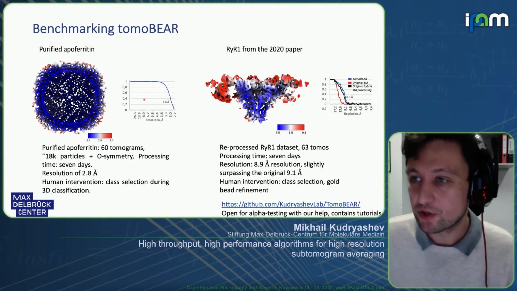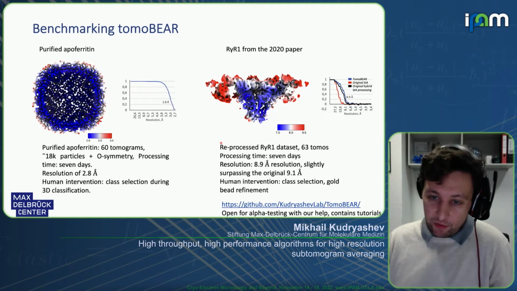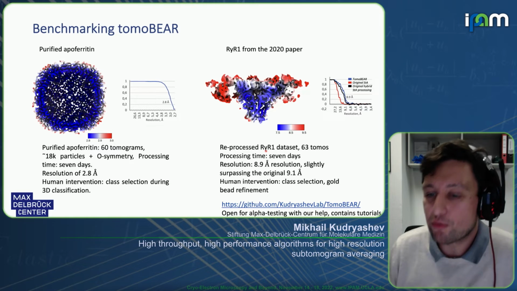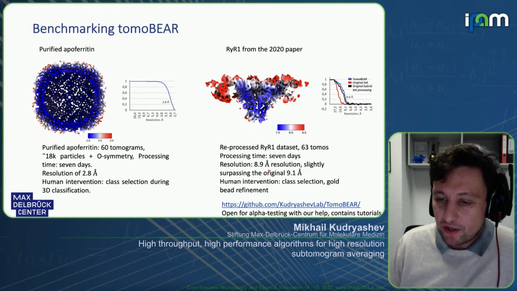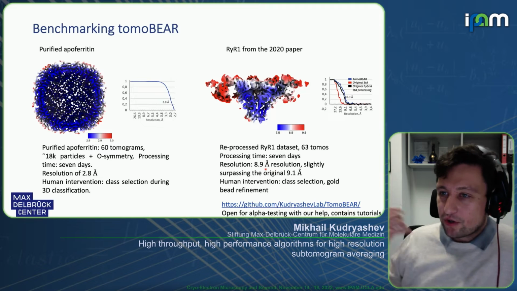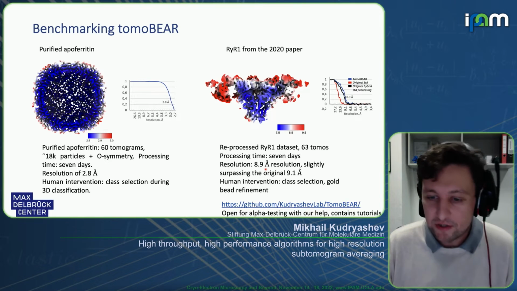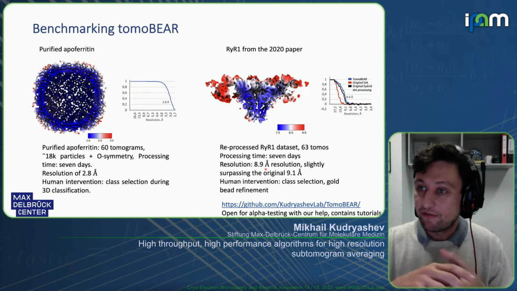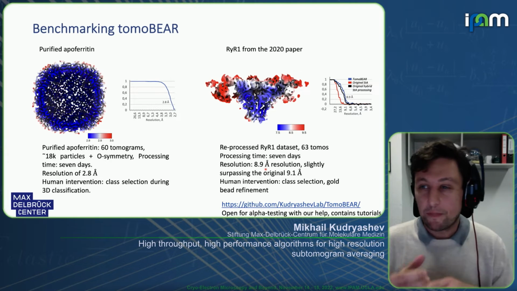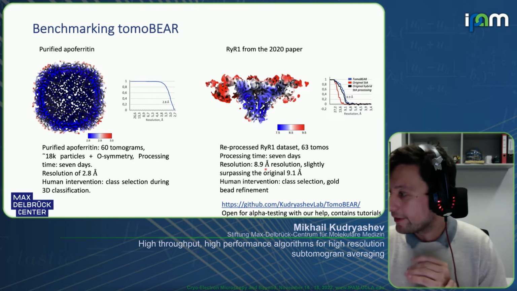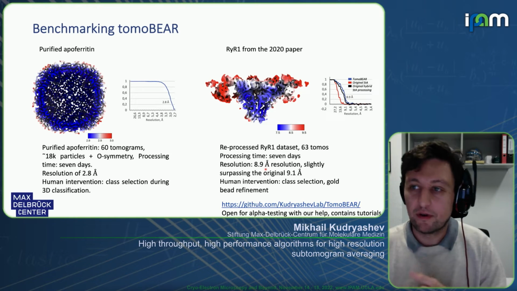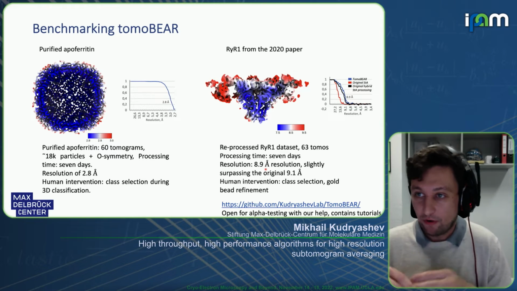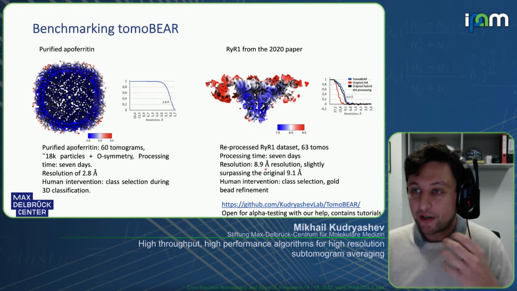I was actually rather happy, because if you get a 3 Å reconstruction in a week, that's pretty nice. And then we reprocessed our ryanodine receptor data set from the 2020 paper. It's 63 tomograms, and again, it took a week. The resolution even improved slightly, but I don't think it's very significant. The only human intervention was class selection and minor refinement of gold beads. So in both cases, most of the processing time and also of the human time was spent on the steps after the particles were already extracted.